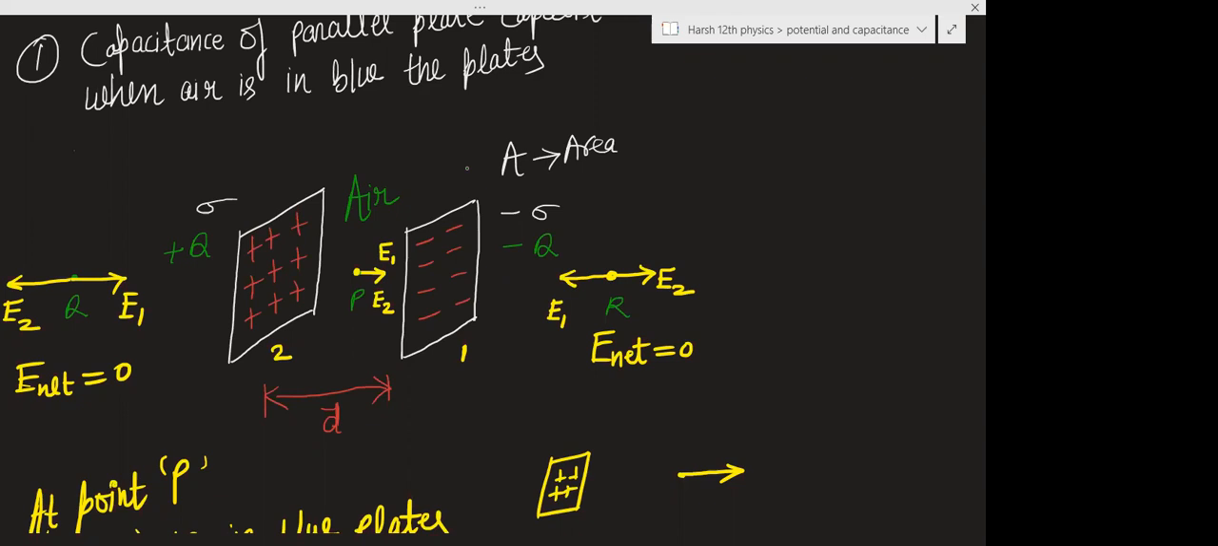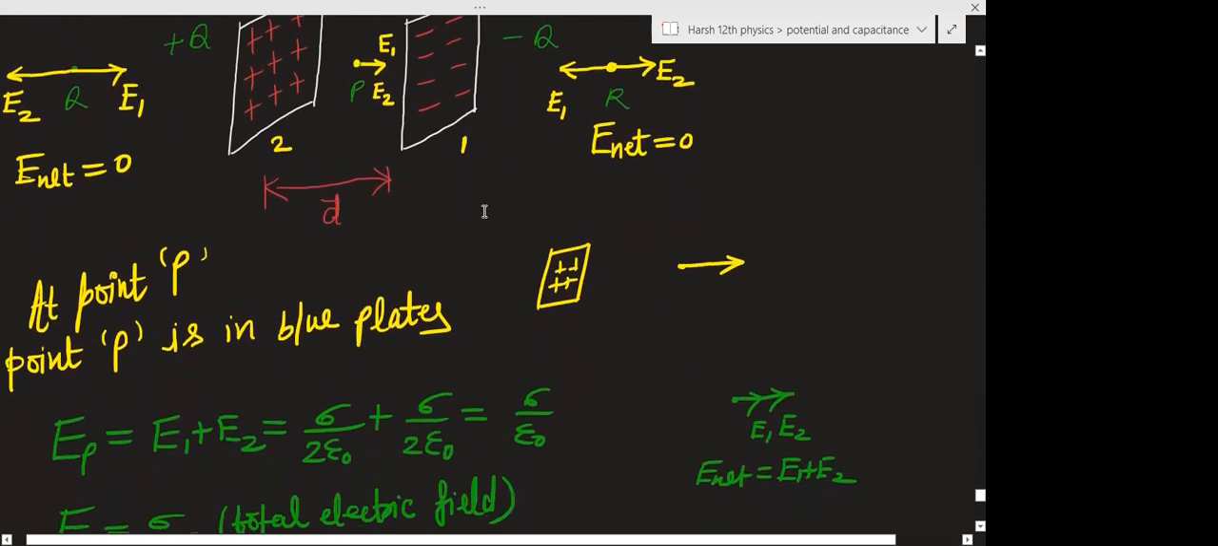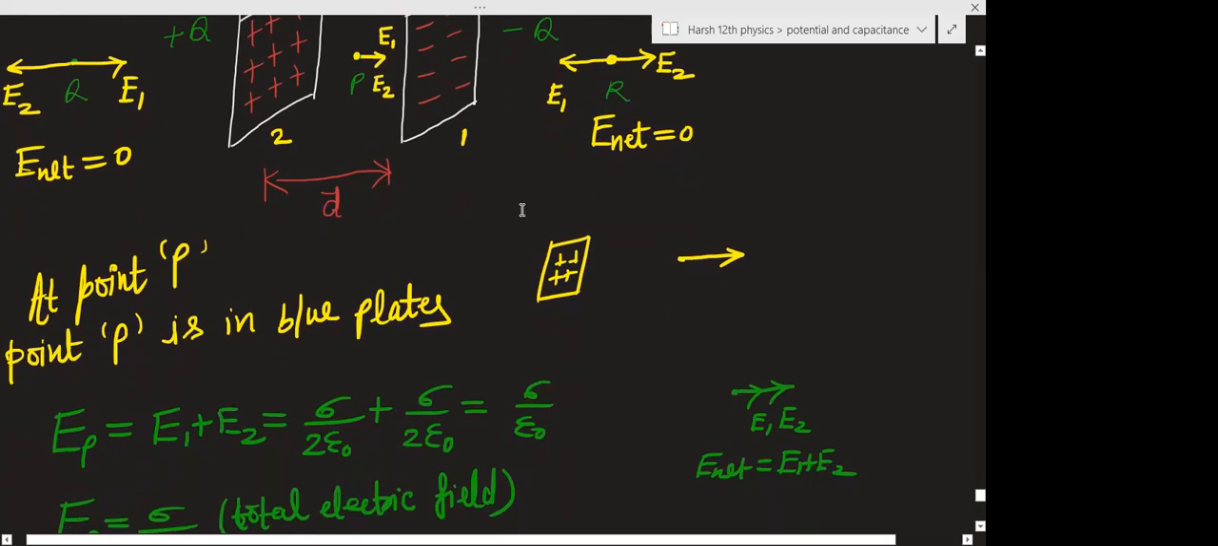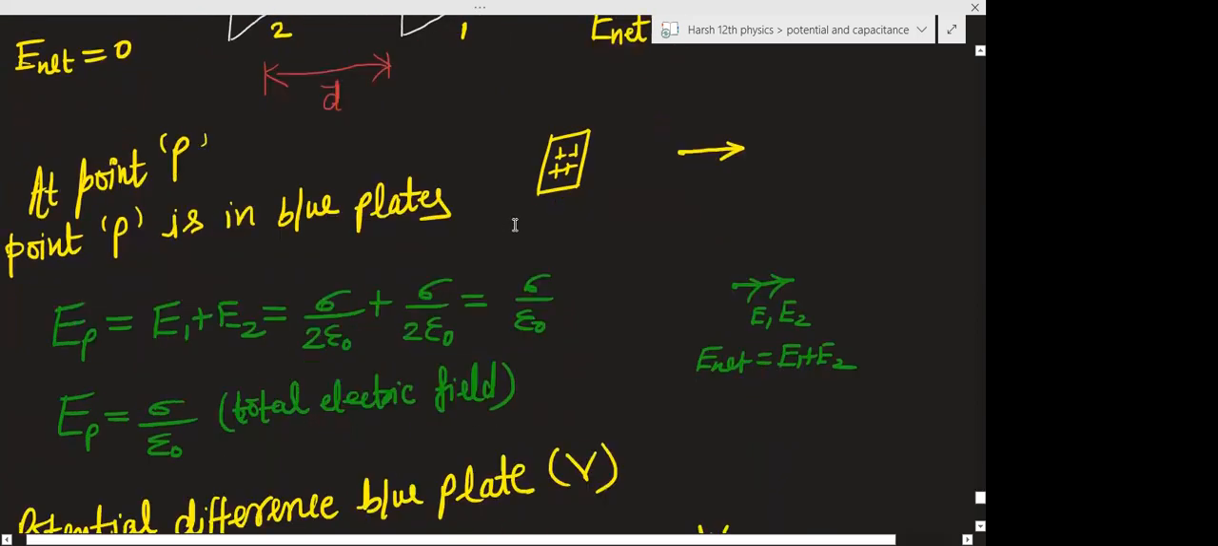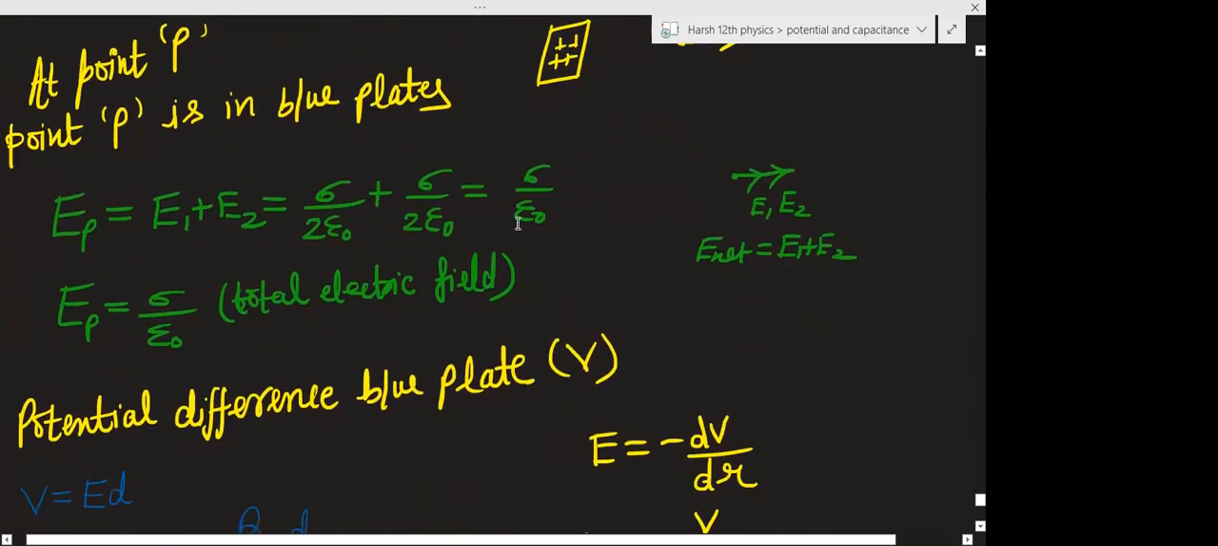And make this diagram properly. Here is plate number one, and here is another plate number 2. One plate has negative charge, another plate has positive charge. Sigma is the surface charge density. Okay, now it's fine.